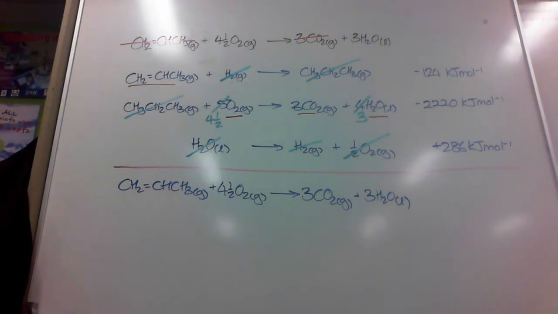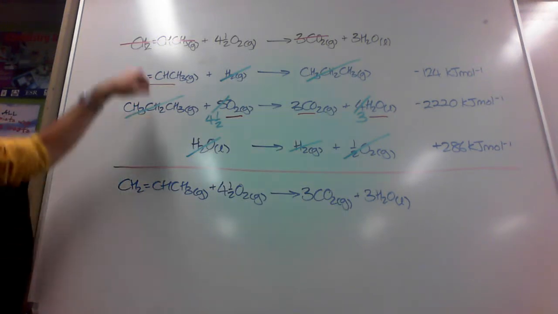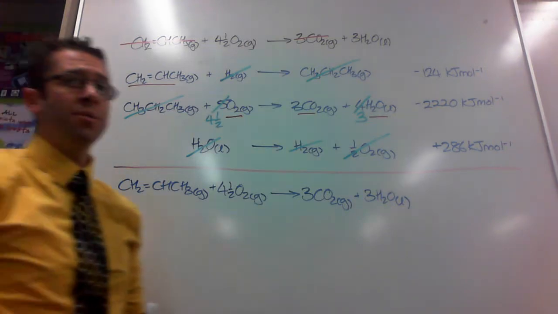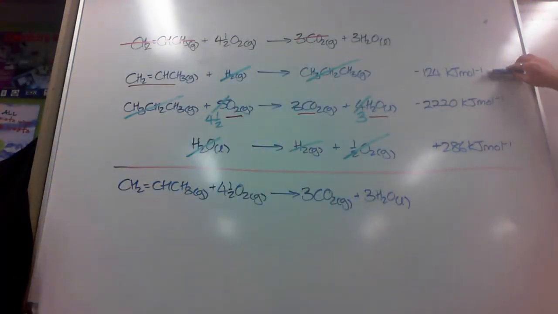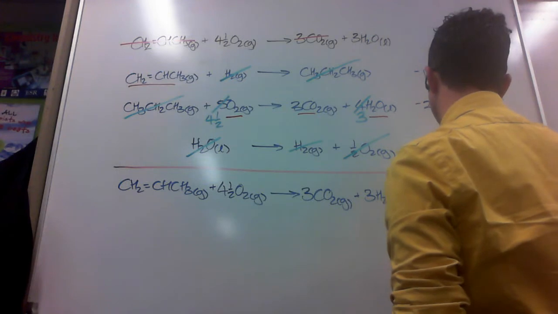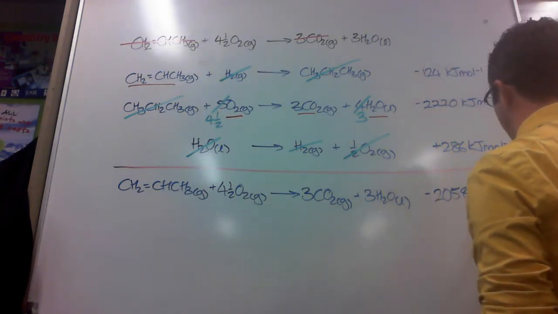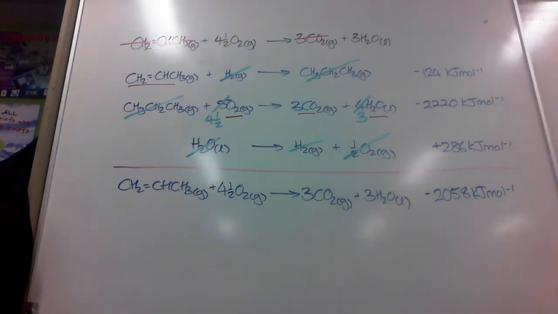So I know that I've done my working with my equations correctly. I've eliminated things correctly and all that. If this is the same as this, then I can do the next step with a lot of confidence. All I do is add up this right-hand column. Negative 124 minus 2220 plus 286. And if I do that on a calculator, I should end up with negative 2058 kilojoules per mole. And now I've proven that answer.